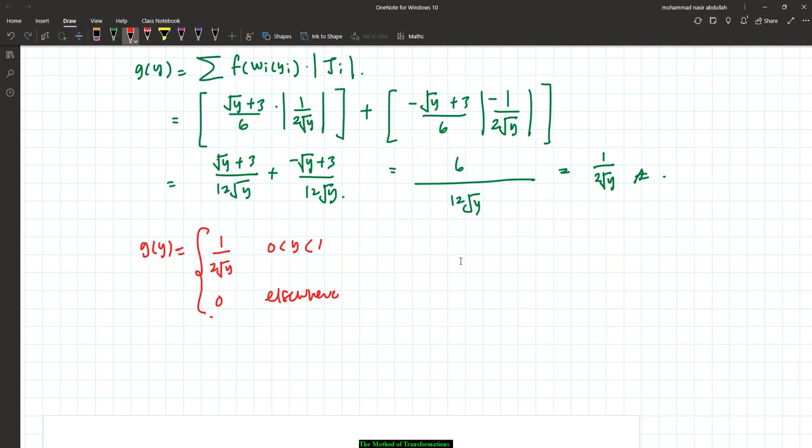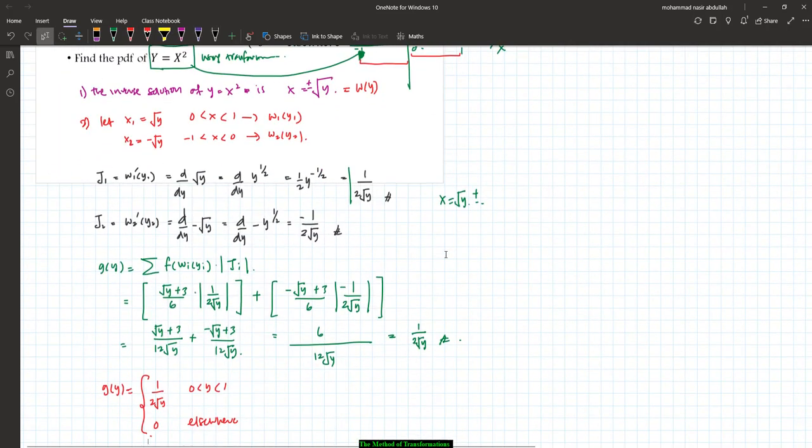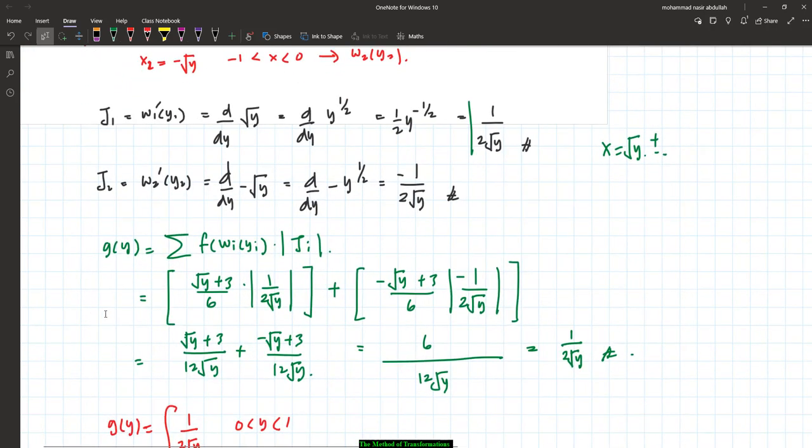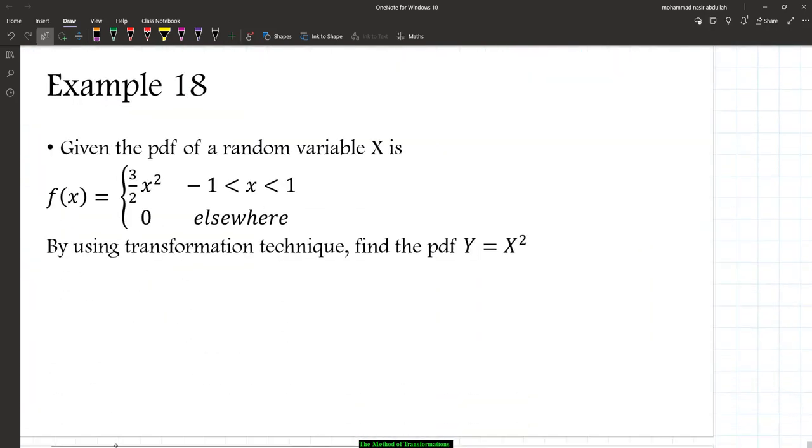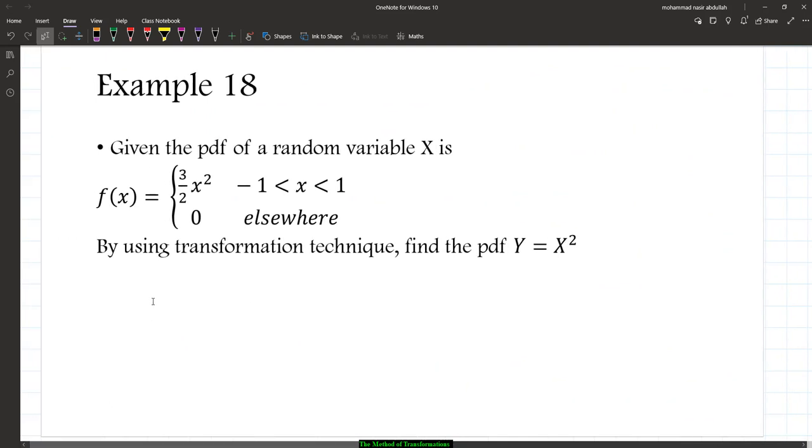Any questions so far? Okay. So let's move to the next example, example number 18.